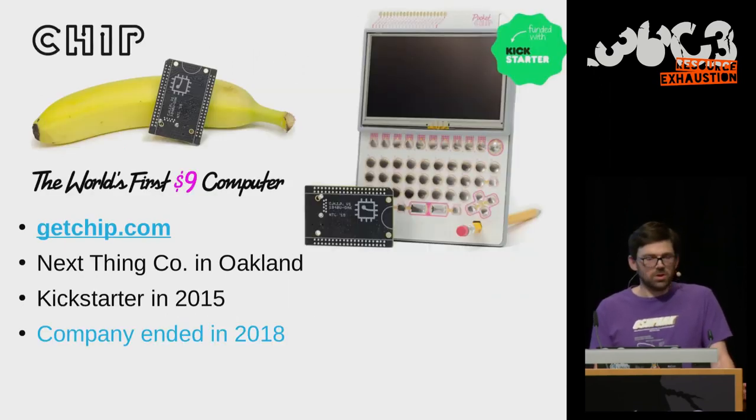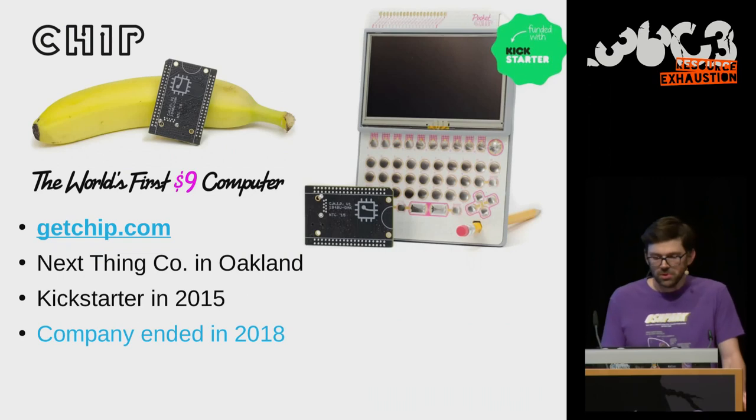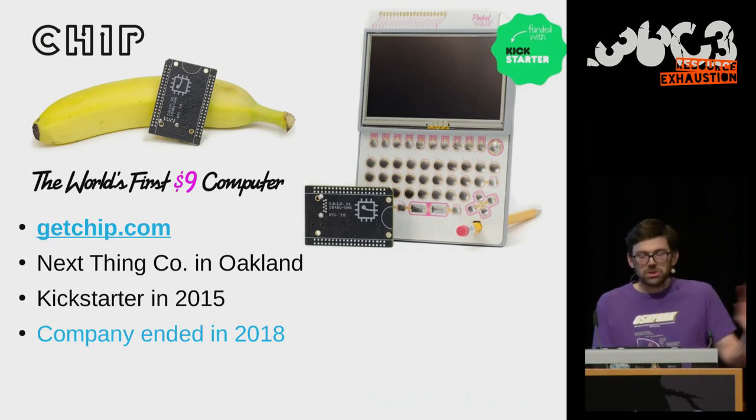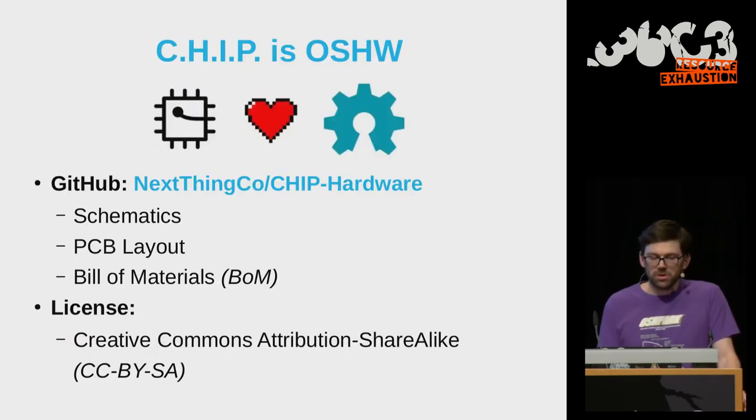Another interesting open hardware project was the CHIP, which you might have heard of. It was billed as a $9 computer. They had a really successful Kickstarter back in 2015. Unfortunately, the company went out of business in 2018, 3 years later. But the cool thing about it was that it was all open source hardware: the schematics, the PCB, the bill of materials.